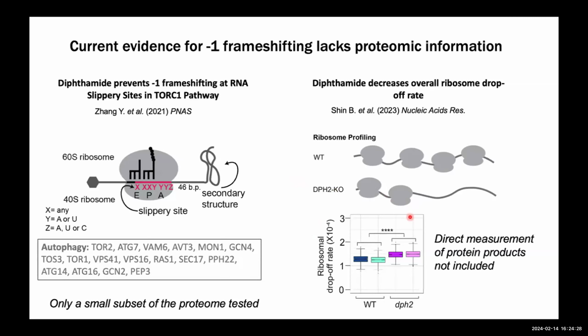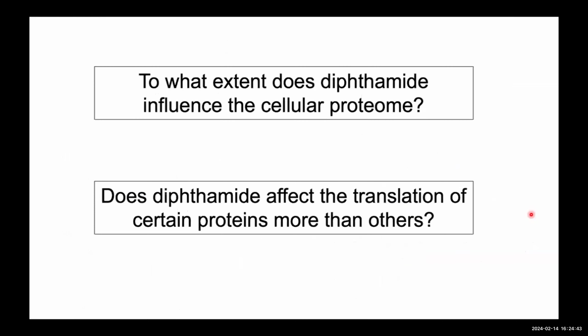And so while this gave broader insight into the translatome, it didn't really say how much the actual protein products or the proteome was changing in response to this increase in frameshifting. And so this brings me to the main questions that I wanted to address in my research. And that was, to what extent does diphthamide influence the cellular proteome? And does diphthamide affect the translation of certain proteins more so than others?